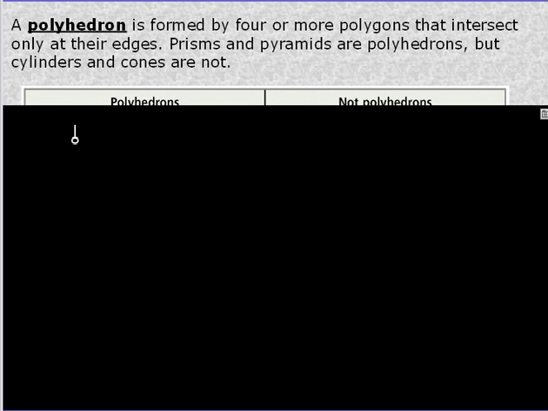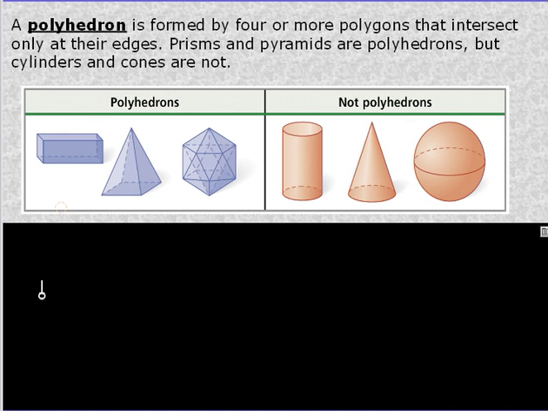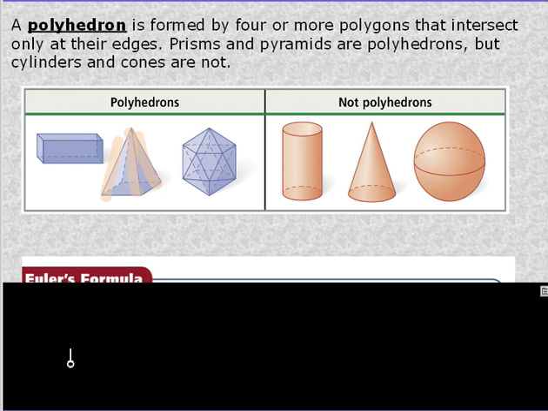is formed by 4 or more polygons that intersect only at their edges. Prisms and pyramids are polyhedrons, but cylinders are not. And here are examples. All of these have nice edges, meaning they're polyhedrons. No edges, no polyhedron. How's that for good English?